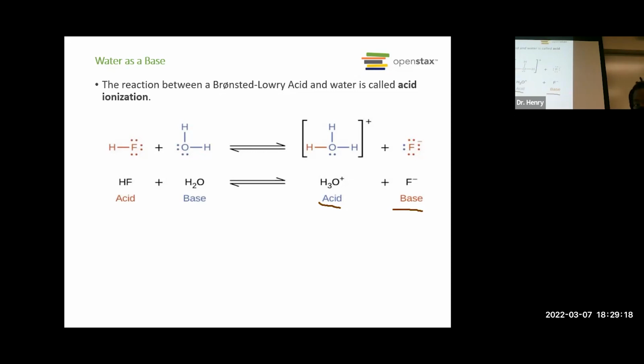So when we have a reaction between a Bronsted-Lowry acid and water, it's called acid ionization, because all you're doing is basically forming the ions, right? Okay. Does that make sense? Ionization, formation of the ions. Or autoionization, that basically deals with water alone. We'll talk about that.